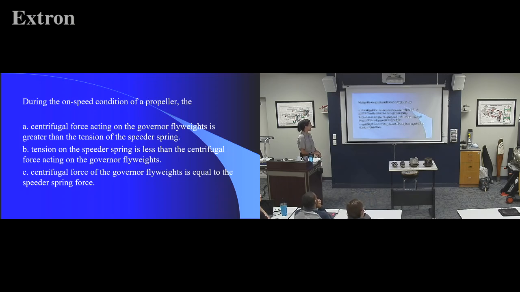On the governor flyweights is greater than the tension on the speeder spring, or tension on the speeder spring is less than the centrifugal force acting on the governor flyweights, or centrifugal force on the governor flyweights is equal to the speeder spring force.